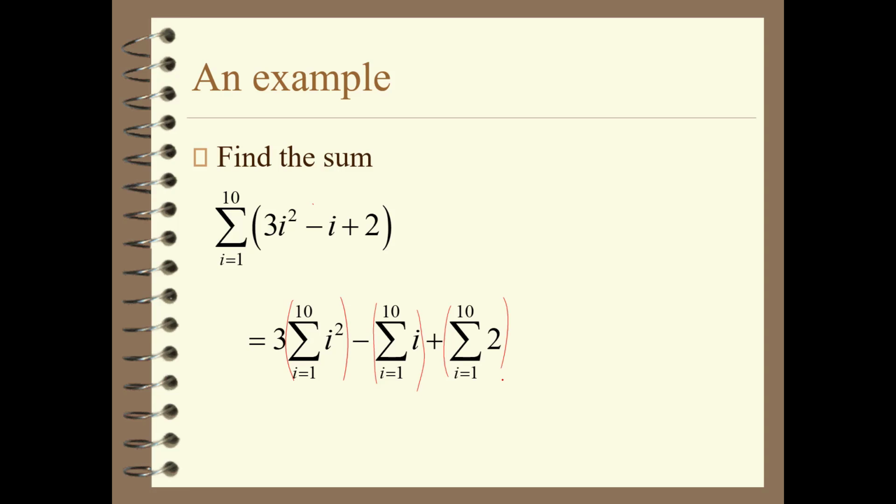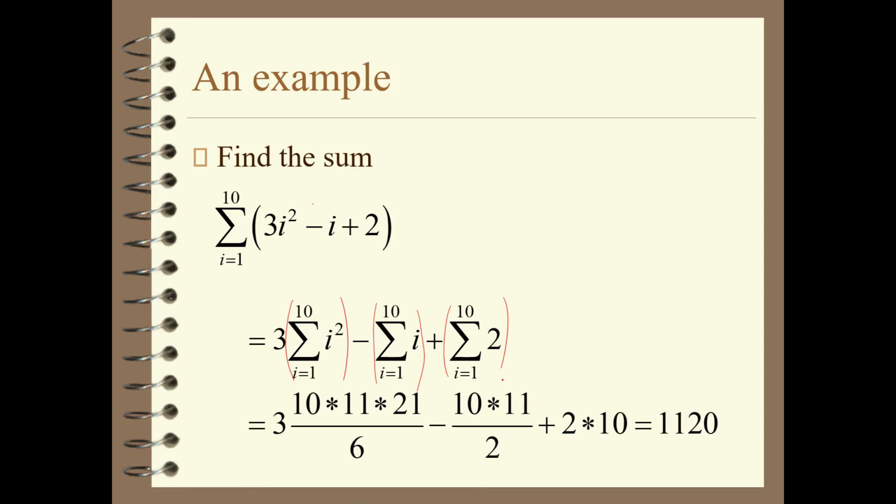I'll just replace each with what it equals by the formula I have. In each case, it's going from 1 to 10, and the formulas go from 1 to n, so I just use n is 10 for each of those formulas. And that gives you these. All I did was evaluate each one when n was 10, using the correct formula as I went. So the answer is, the original summation is just 1,120.